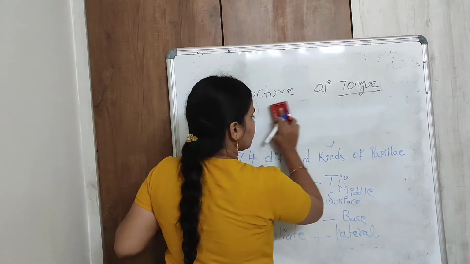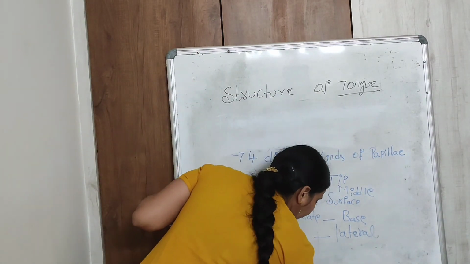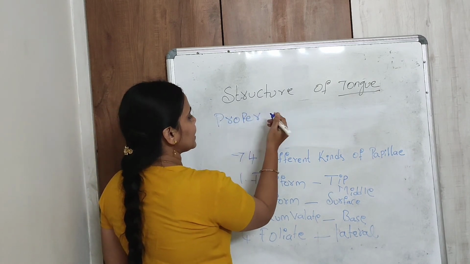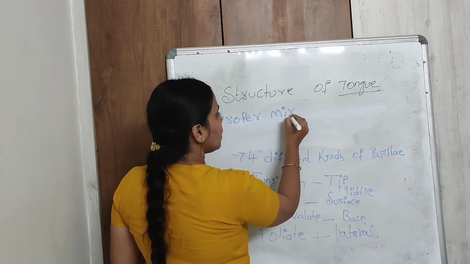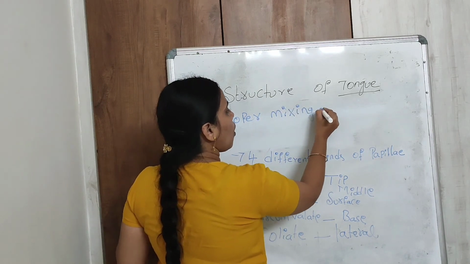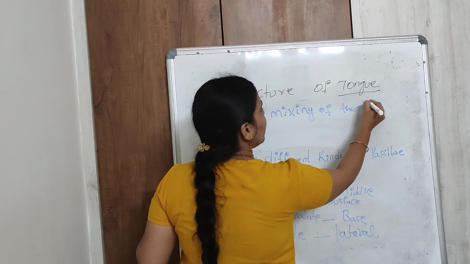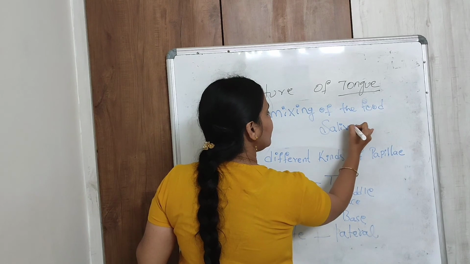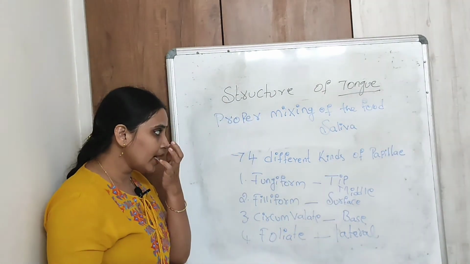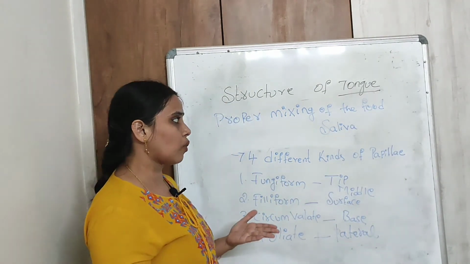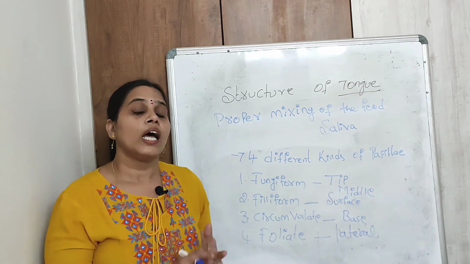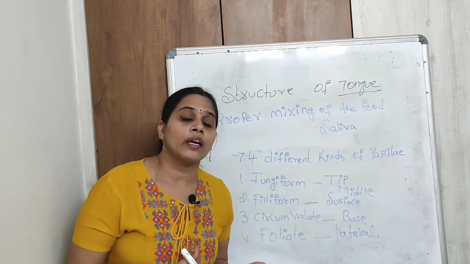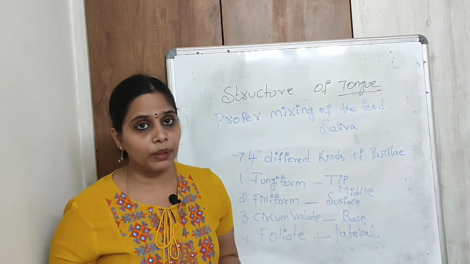So what is the function of the tongue? One is it helps in proper mixing of the food with saliva. Next, we know that it contains taste buds, right? So they can help in identifying the taste of the food. The third one is the tongue helps in proper swallowing of the food. And fourth one, it also helps in speaking.